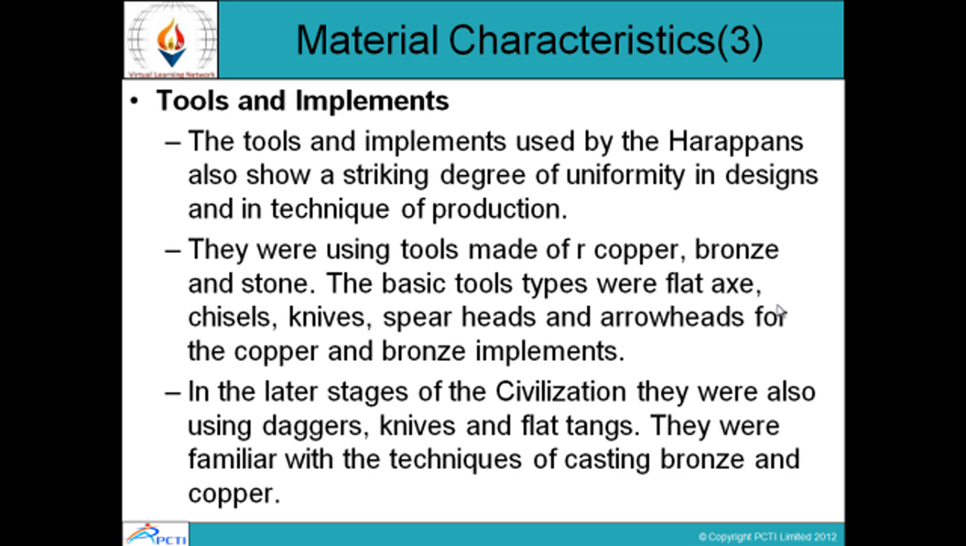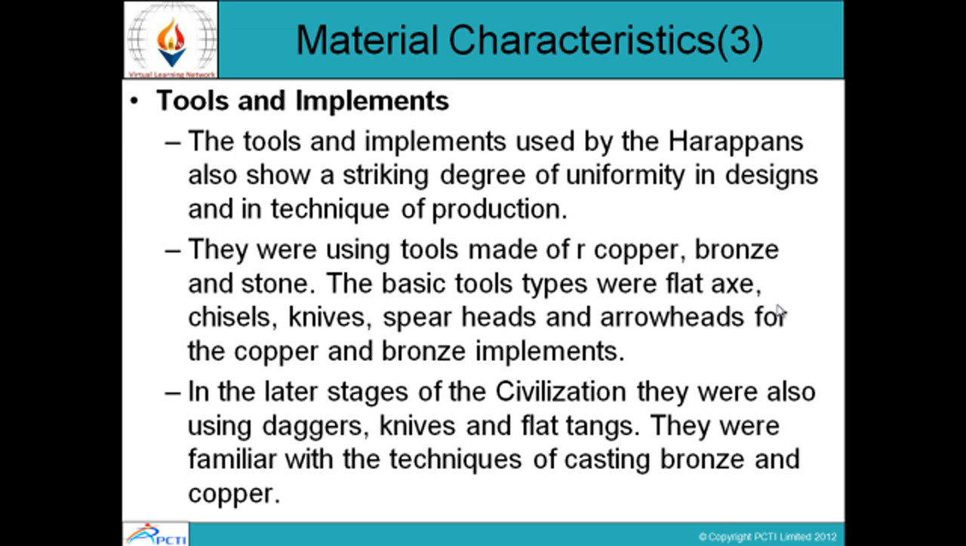Tools and implements. The tools and implements used by the Harappans also show a striking degree of uniformity in designs and in the techniques of production.